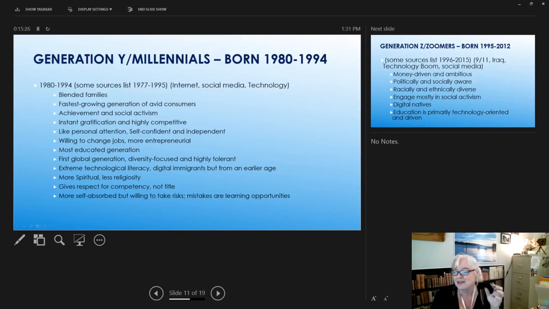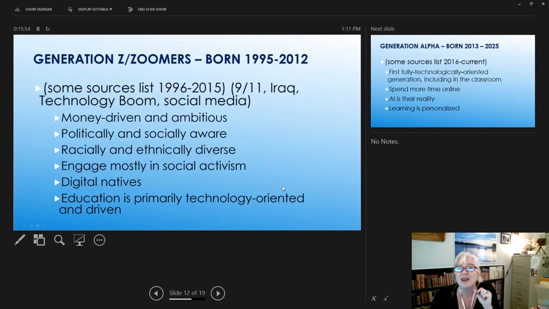But they also, I love this, give respect for competency and not title. That's kind of a new thing. You know, a few generations back, you gave respect for title, whether they were competent or not. More self-absorbed, this list made me laugh, more self-absorbed but willing to take risks. And mistakes are learning opportunities. So that's the Gen Y. I wonder how many of you in this class are millennials. And many of you in this class are Zoomers.